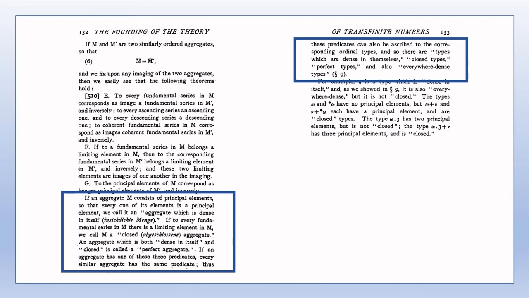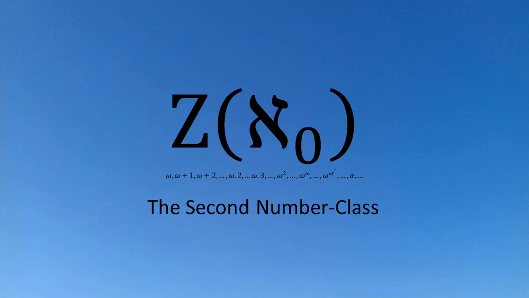For example, it's possible to have an aggregate which is both dense in itself and closed, but it's also possible to have an aggregate which is dense in itself and not closed. An aggregate which is both dense in itself and closed is called a perfect aggregate. And we see on page 133 that the terms dense in itself, closed and so on can be applied directly to ordinal types.